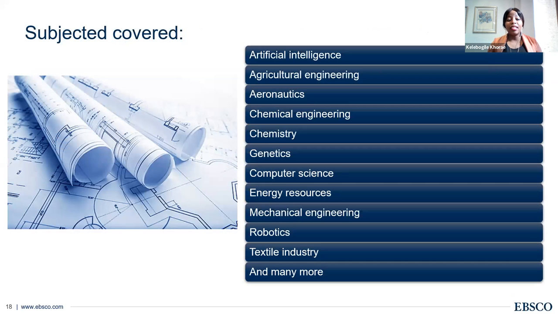Just to share some of the subjects that are covered in this particular database, we have robotics, we have AI, which is artificial intelligence. This has been one of the topics of the year. We have other subjects such as genetics, mechanical engineering, agricultural engineering. So these are some of the subject areas that are covered in this particular database, but we do have more.